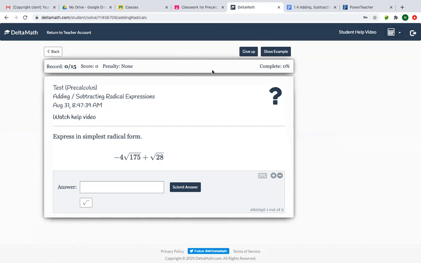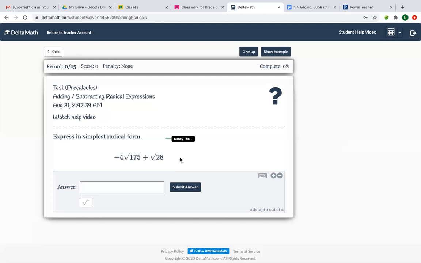7 and 25. Negative 17 square root 7. But negative 18 square root 7. Okay, so we have 175. So we're going to end up with 7 as our common base.